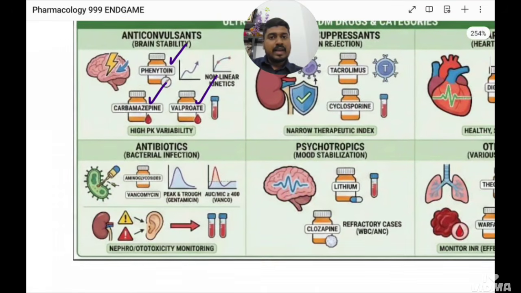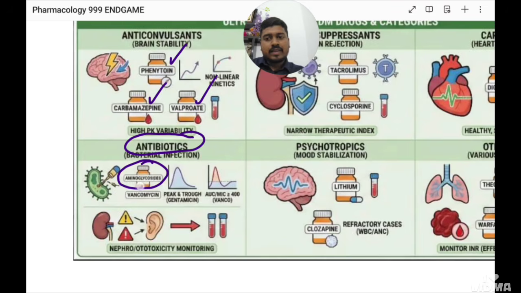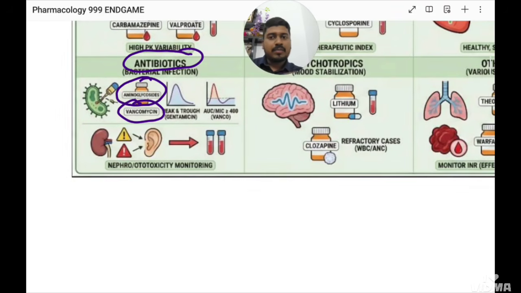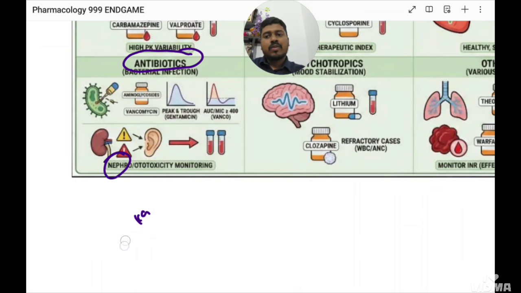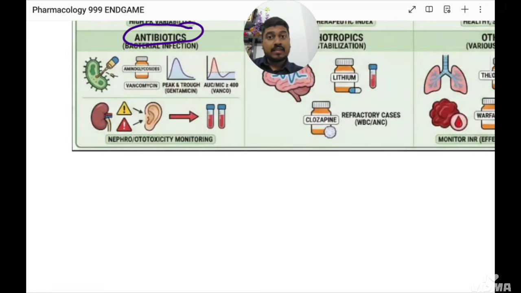Similarly, among antibiotics, the two we are concerned with are aminoglycosides and vancomycin, because both of them cause nephrotoxicity. Aminoglycosides are gentamicin and amikacin, and we never combine them with vancomycin because there is increased risk of nephrotoxicity. In the case of aminoglycosides, we see something known as peak and trough. Peak means the highest value and trough means the lowest value. But in the case of vancomycin, this is a new update.